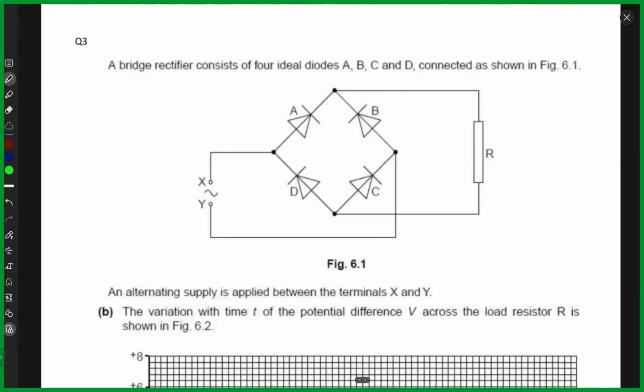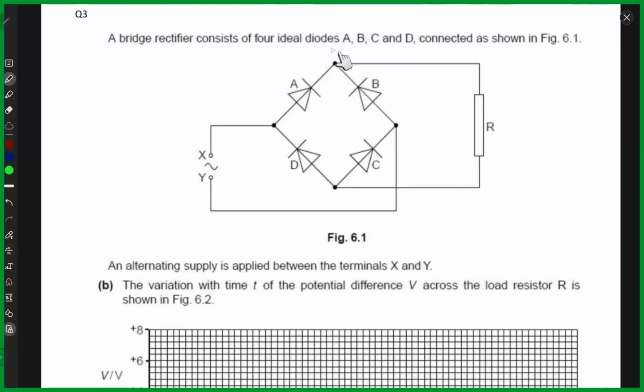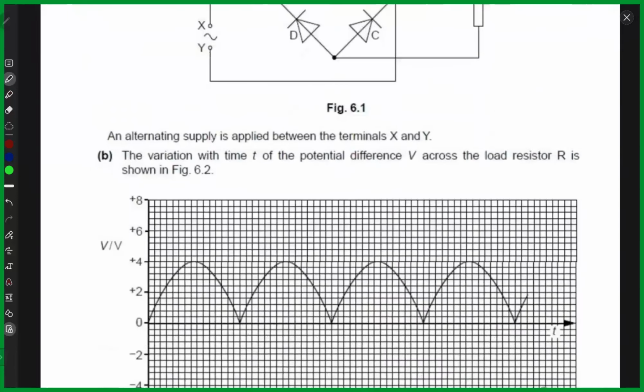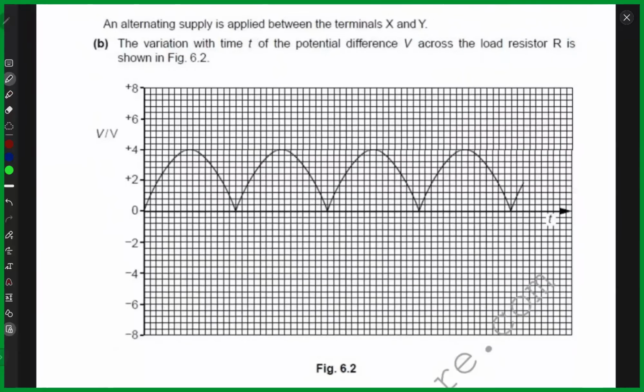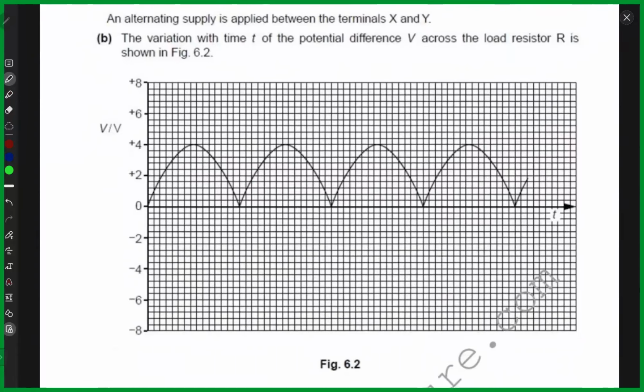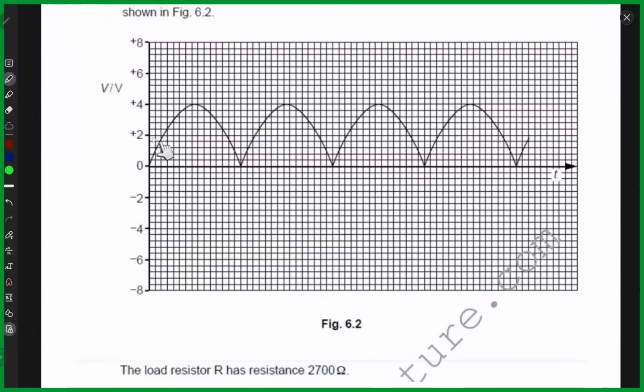Okay, question number 3. We have a bridge rectifier and it consists of 4 ideal diodes A, B, C, and D. Here you can see them. An alternating supply is applied between the terminals X and Y. We have a variation with time t of the potential difference V across the load resistor R, and it's shown. If you look at this graph, this is the graph that you would expect for a bridge rectifier, right? Because the bridge rectifier provides full wave rectification. So this is the graph for that.